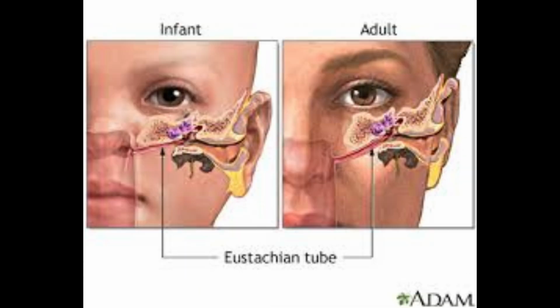The Eustachian tube. The Eustachian tube is an opening that connects the middle ear with the nasal sinus cavity.